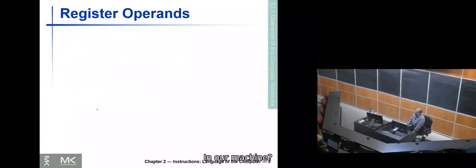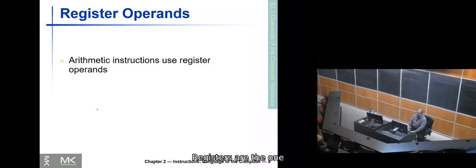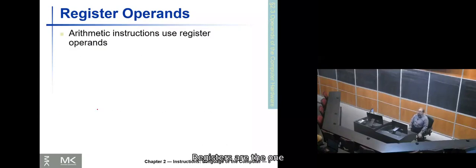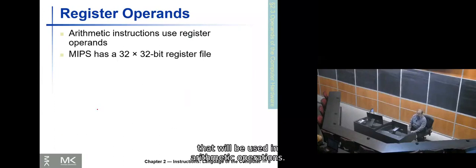In our machine, we are going to see operands A, B, C. For these operands, we use registers. We have some storage places in the processor that store values like variables in C, and then we can operate on them: add, subtract, and, or, these things. We will work on the registers. So registers are the ones that will be used in arithmetic operations.